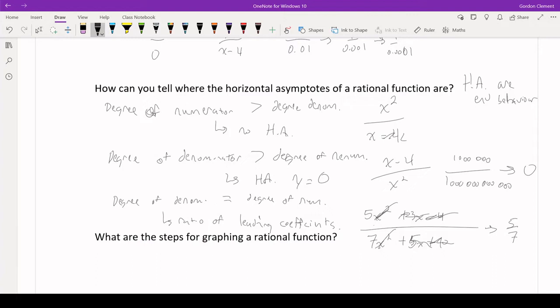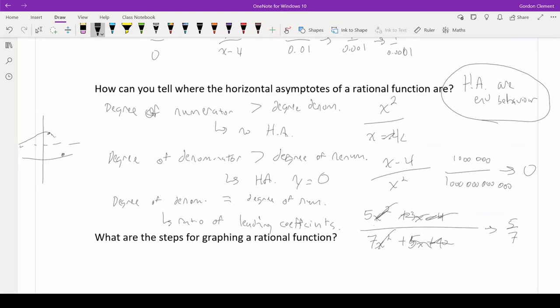So that's what I mean by the ratio of the leading coefficients. All that said, what I'll always see is somebody will do the work, and they'll have a point here and a point here, and they'll be like, Mr. Clement, I can't finish the graph. I've got to connect this dot to that dot, but my horizontal asymptote's in the middle. And what you need to remember, it's an end behavior.